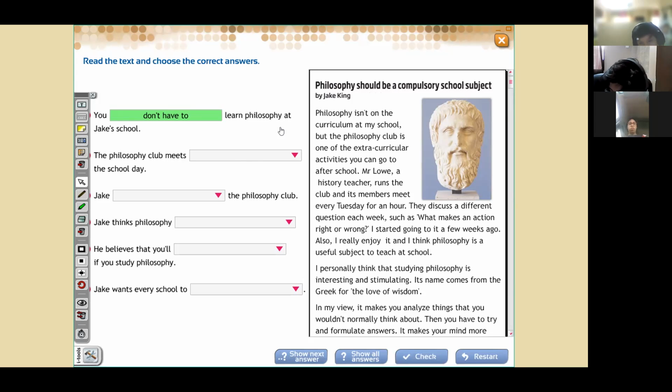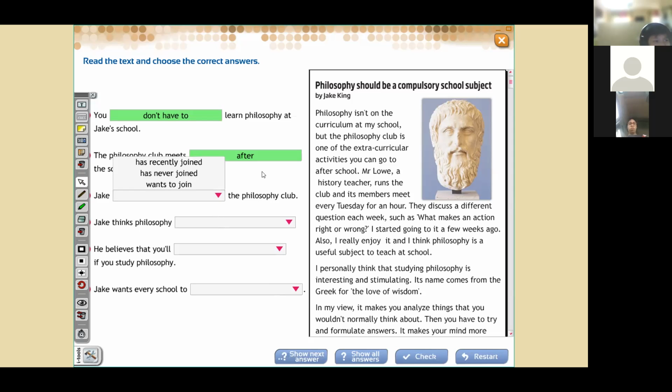So next one, after, correct, Ms. Brittany Castro, we could say, don't worry, Mr. Karian, it's okay. The philosophy club meets before, during, and after. So the correct answer in that case, as Ms. Brittany Castro says, after the school day. So next one, Jake has recently joined, has never joined, or wants to join the philosophy club.